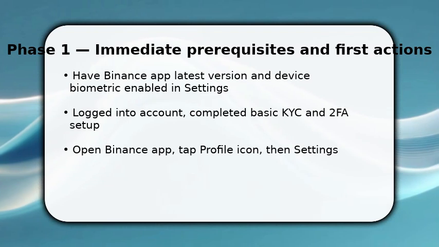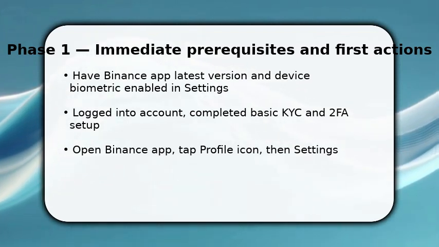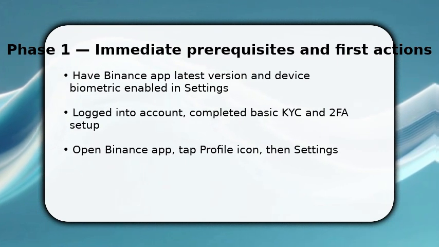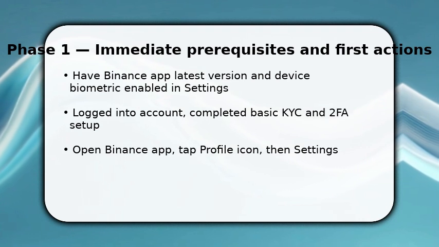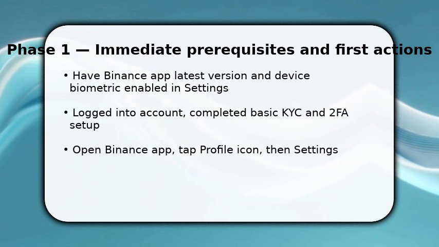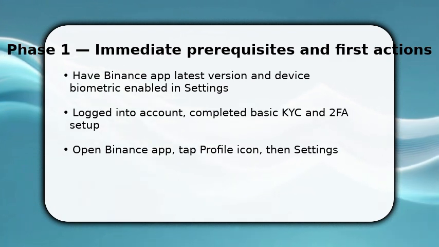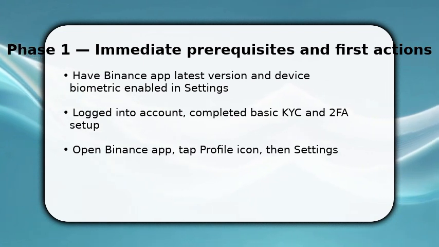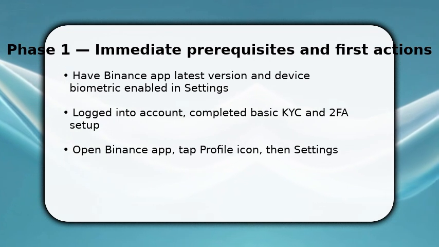You start with essentials. Make sure your device has a working fingerprint or Face ID and the Binance app is updated. Once logged into Binance and basic KYC is complete, open the app and tap your profile icon. Then, navigate to Settings and locate Security Options. Do this now so you don't interrupt later steps. Make sure to keep your phone unlocked and nearby. This prepares the app to request biometric permission and moves you directly into enabling the feature without detours.